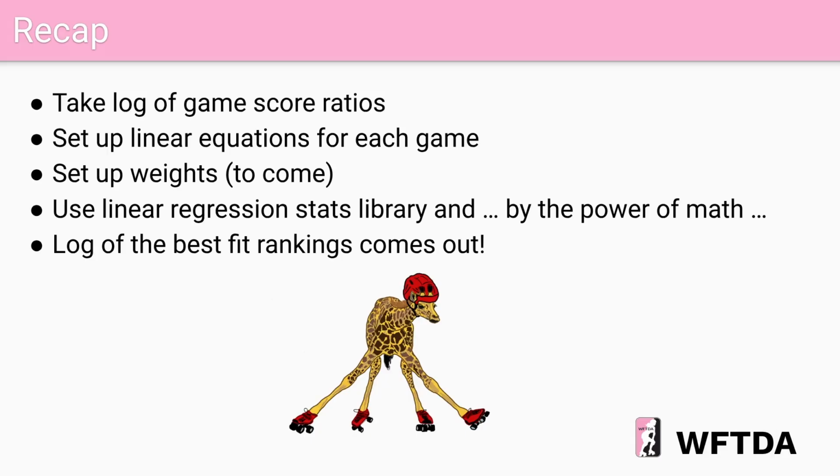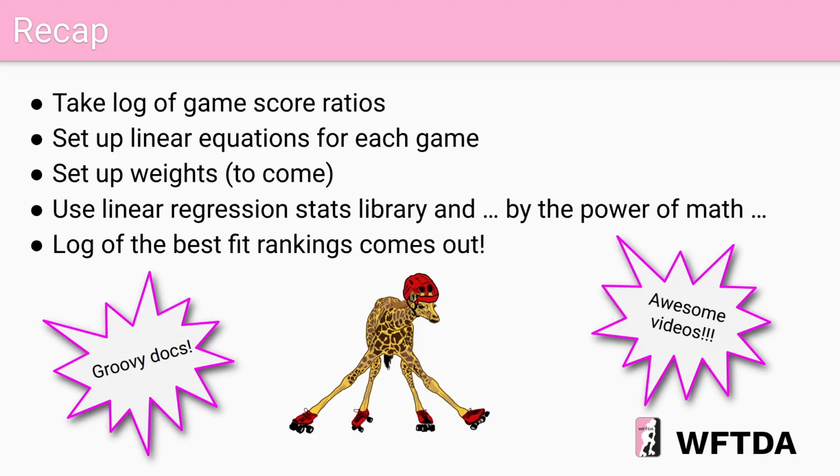And, well, that's really it. That's the algorithm. We take the log of the game score ratios. We set up the terms of the linear equations just right, one for each team, one for each game. We feed it into a linear regression stats library, and by the power of math, the log of the best fit rankings pops out. If you want to see some examples of what setting this up looks like exactly in practice, and a Python code snippet of how to code this and how we call the stats library, check out the more detailed algorithm explainer doc.